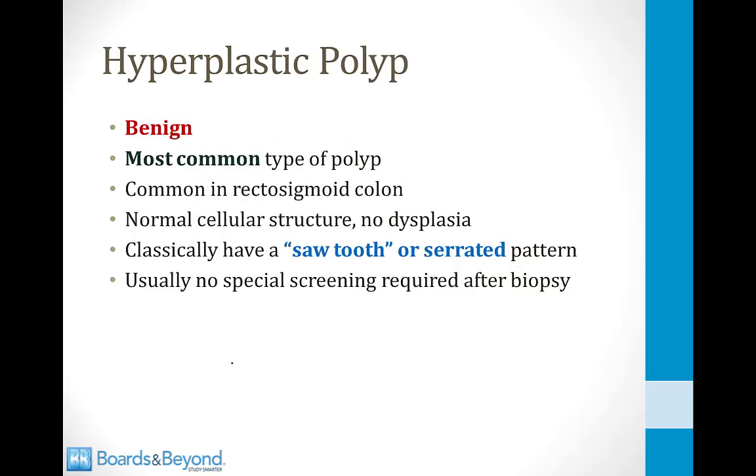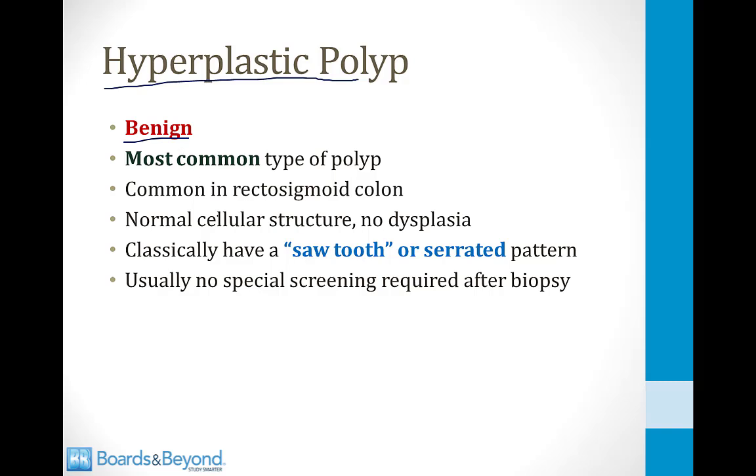The most common type of polyp is called a hyperplastic polyp, and luckily it is benign. And this is useful to know when you get a call from your uncle or your grandmother saying that they had a polyp discovered at colonoscopy. You can tell them that most likely it's a hyperplastic polyp and it's benign.